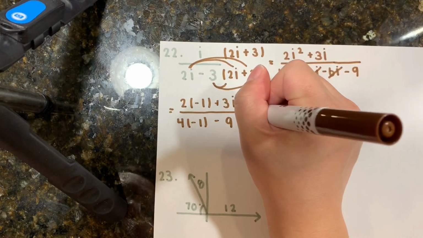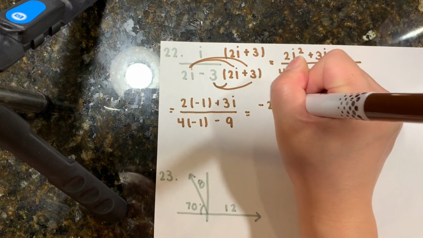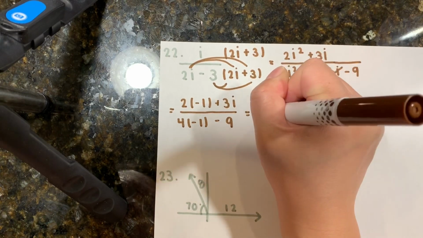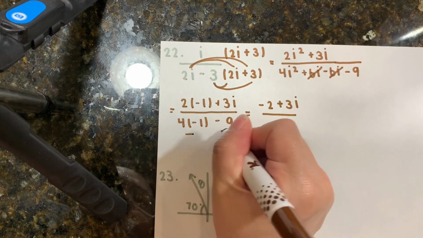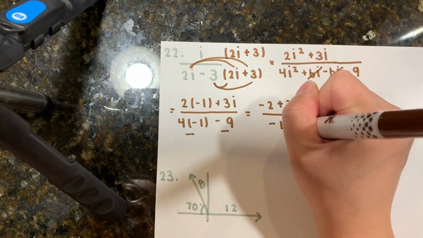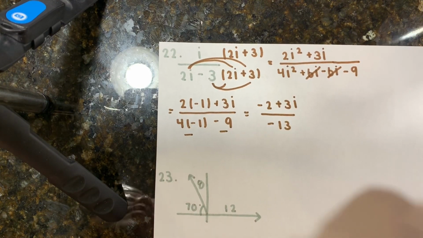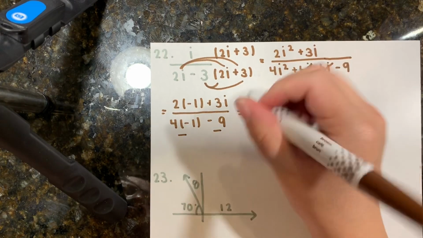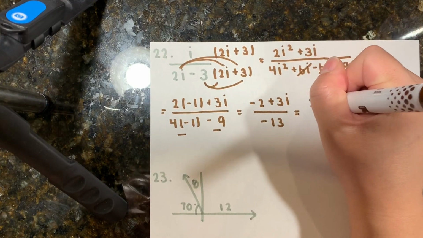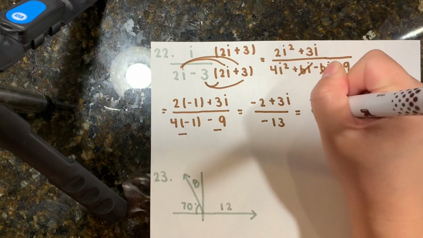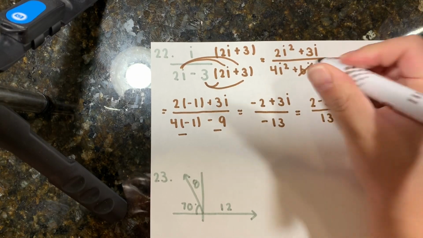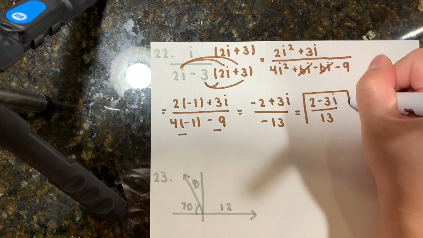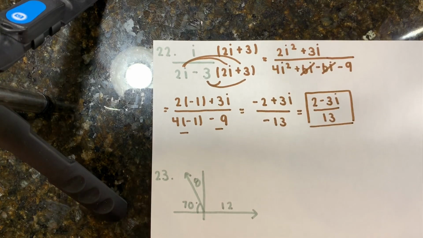So 2 times negative 1 would be negative 2 plus 3i. And then I have negative 4 plus negative 9 would be negative 13. But we don't want to leave that negative in the denominator, so I'm actually going to change all the signs in this, which would make this 2 minus 3i all over positive 13. So all I did was flip all of my negatives to positives and positives to negatives.